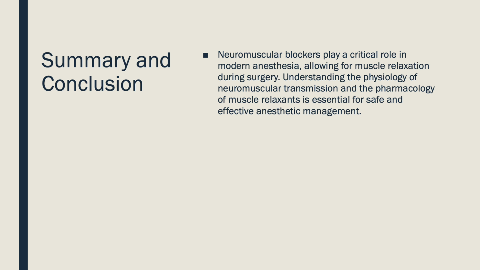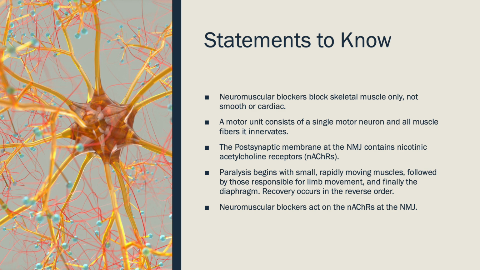The release of acetylcholine from nerve terminals at the neuromuscular junction initiates that muscle contraction by binding to our nicotinic receptors on the muscle fiber. Neuromuscular blockers disrupt the process, and their pharmacologic characteristics like onset, duration of action, and metabolism determine their suitability for different surgical situations. Tailoring your neuromuscular blocker use to each patient ensures that you get effective relaxation and minimize your side effects. Okay, some statements to know.